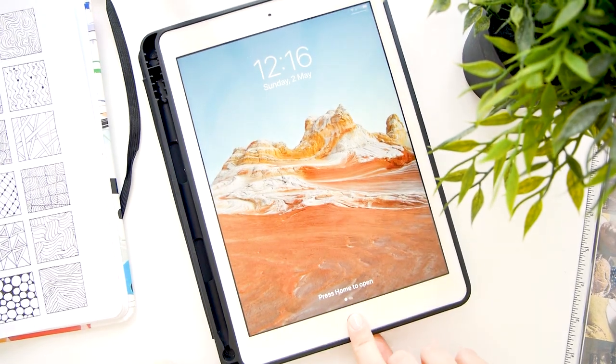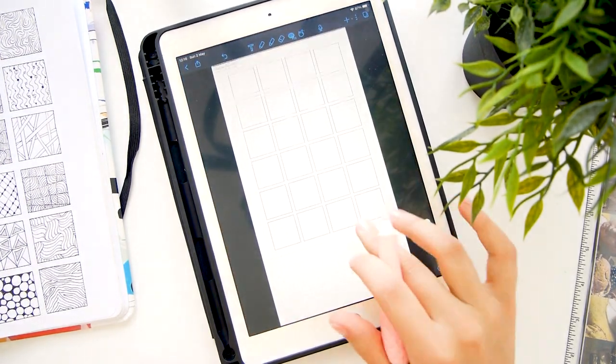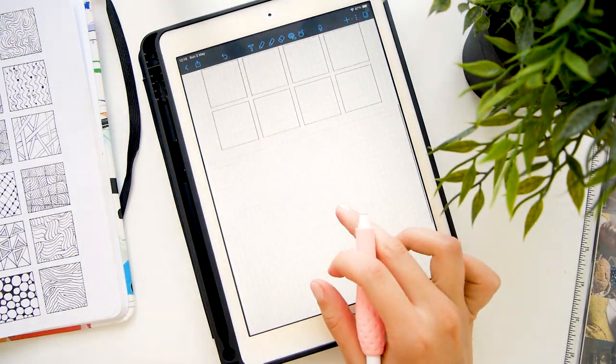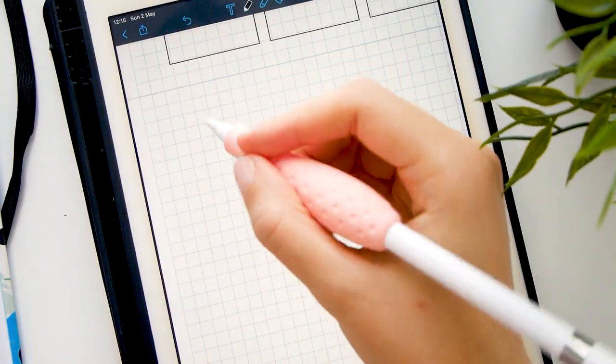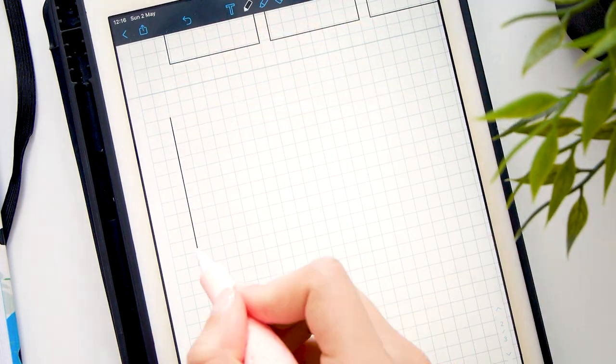So let's get started. I will be doodling in Notability because it has a very great software in which you can make a grid for your doodle patterns very easily. And yes, so here I am making a grid for the patterns.